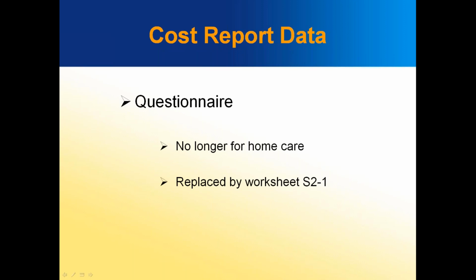The cost report used to also have a questionnaire section. For home care, they have eliminated it, and they have replaced it with one worksheet called the S2-1. In that is just basically, I think, 5 to 8 questions. Actually, it's 4 now. 4 questions on it. And again, they're asking about ownership changes, changes in accounting method, anything that would have changed your data from one year to the next.